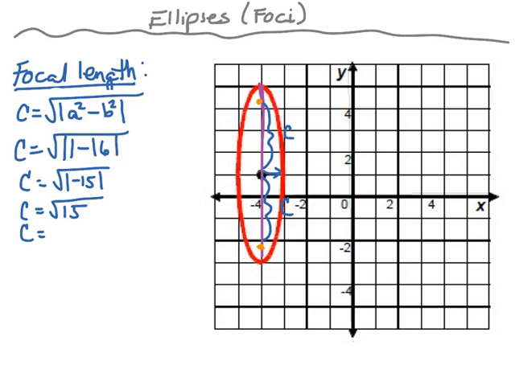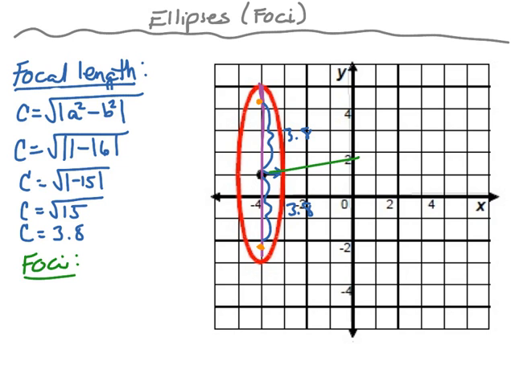And if I take the square root of 15, that's approximately 3.8. So roughly 3.8 is the square root of 15. So now I know the distance, or the focal length, is 3.8. So this distance is 3.8, and this distance here is 3.8. Now what I'm going to do is use that in order to find my 2 foci.